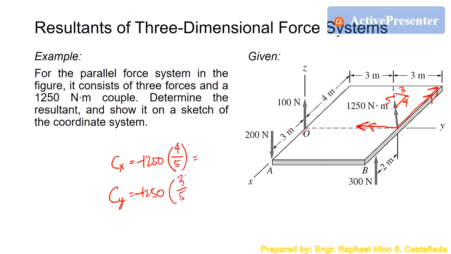Negative 1250 times 3/5. If we calculate that, 1250 times 4 over 5, we have negative 1000. Oh, I believe this is 1000, because it is X. Then 3/5 is 750, so we have negative 750 newton meter. So this is CY and this is CX. Both are negative because it is opposing in the direction of the X and Y axis for both components. In this way, we can add these couples if we sum up moments in X and Y axis.